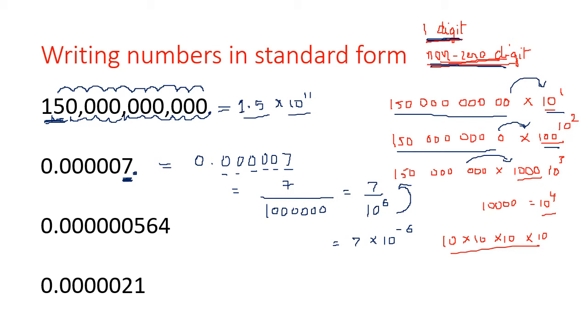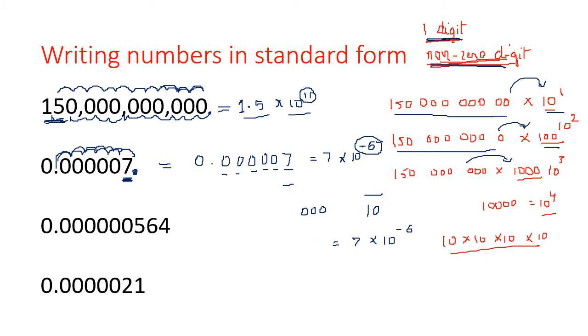How much am I shifting to the right? This decimal point is shifting 1 space, 2, 3, 4, 5 and 6. Because it is moved 6 spaces to the right, the number becomes 7 into 10 raised to minus 6. I hope you are remembering the shortcut. This is the actual method, but the short method is: when you move the decimal point to the left, the power is positive. If you move the decimal point towards the right, the power becomes negative by the number of places.